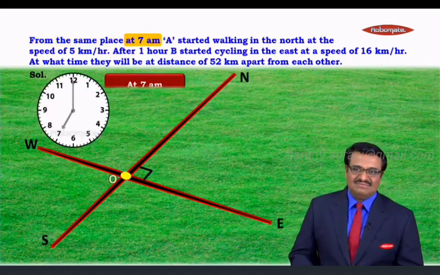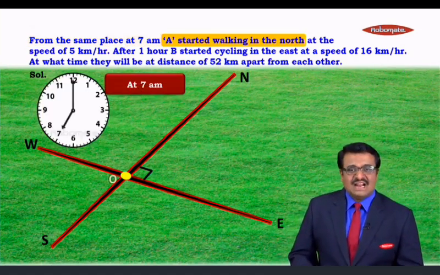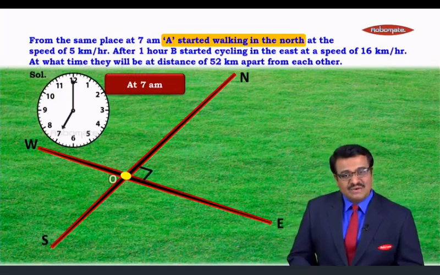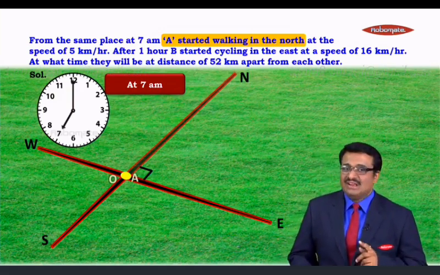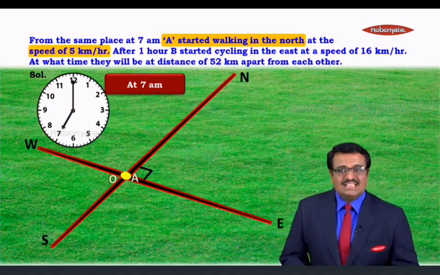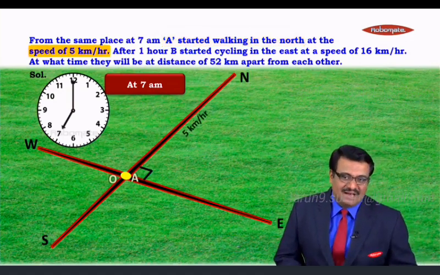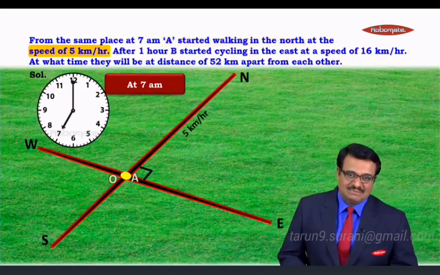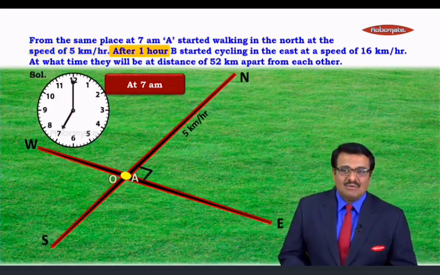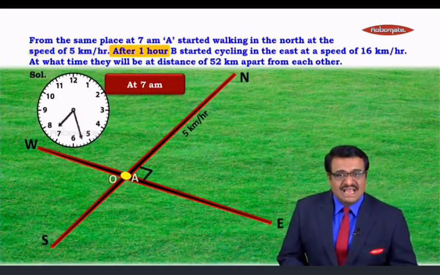At 7 a.m., A started walking in the north. North means where? Upwards. A started walking in the north, means upwards, at the speed of how much? 5 kilometers per hour. So what is the speed of A? 5 kilometers per hour.